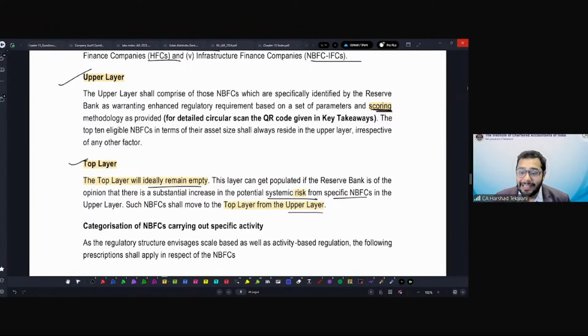As we discussed, the layer decides what regulations will be applicable, and in which way, to that particular NBFC. That is what we discussed in the last session.